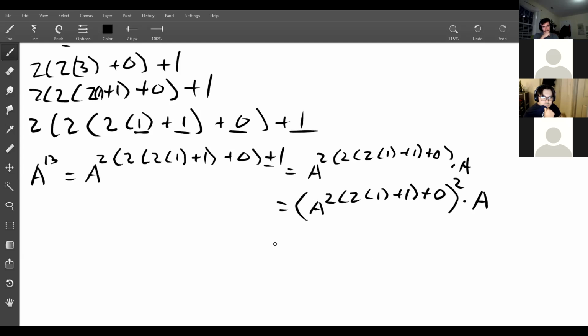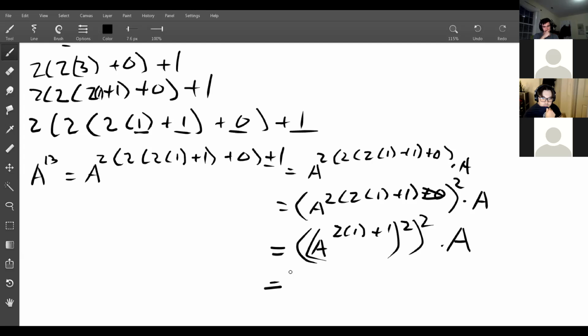And then I can keep this process going. So now, here I have the plus 0, so I can just drop that, and then I can bring the 2 as an exponent again. So then I get a to the 2 times 1 plus 1, squared, times a, which is in turn equal to a squared times a squared times a.